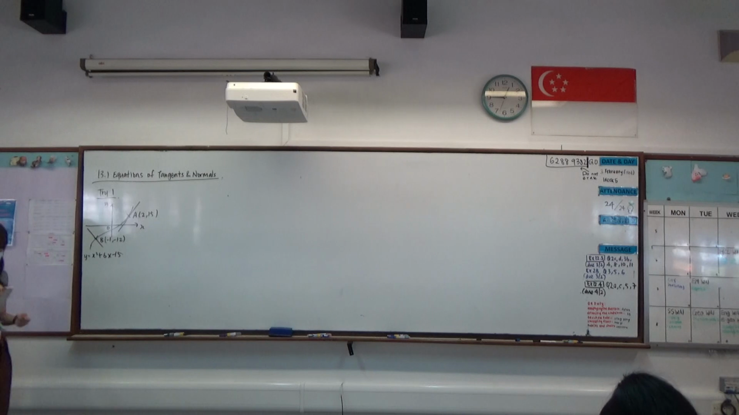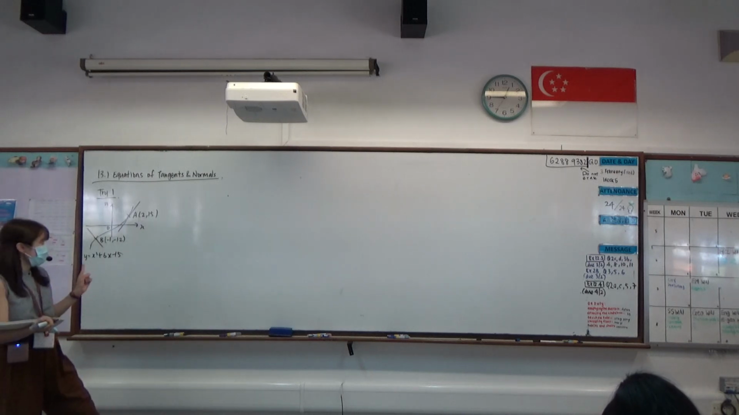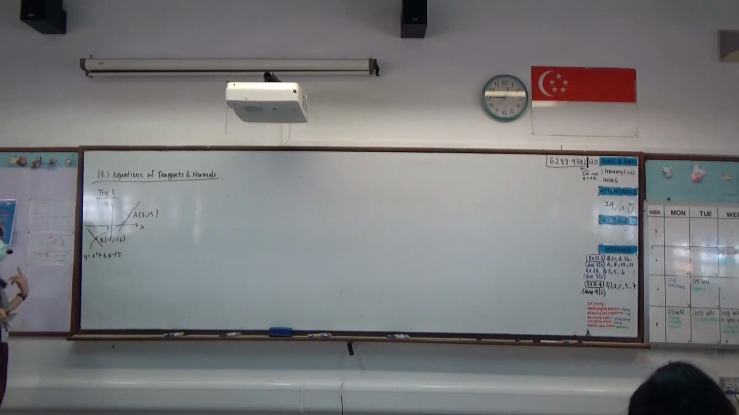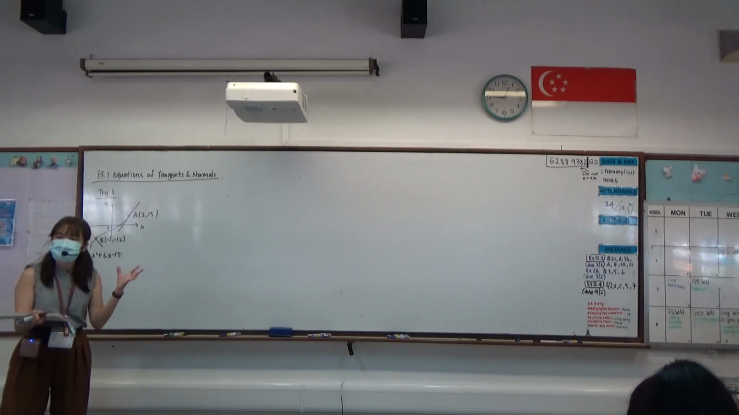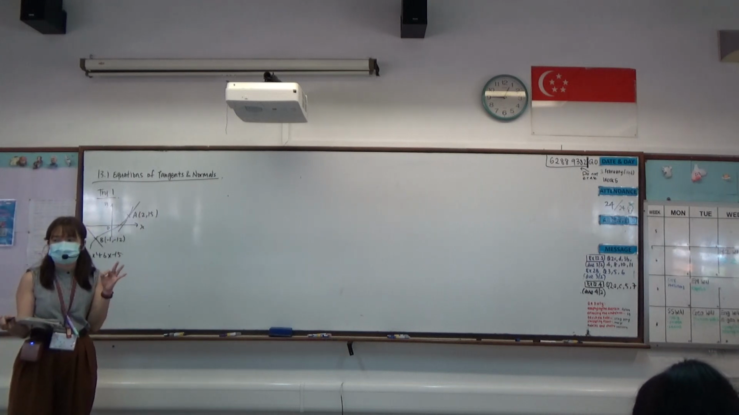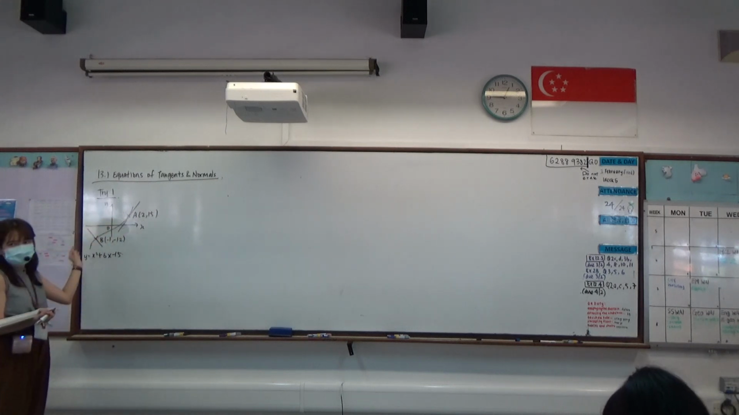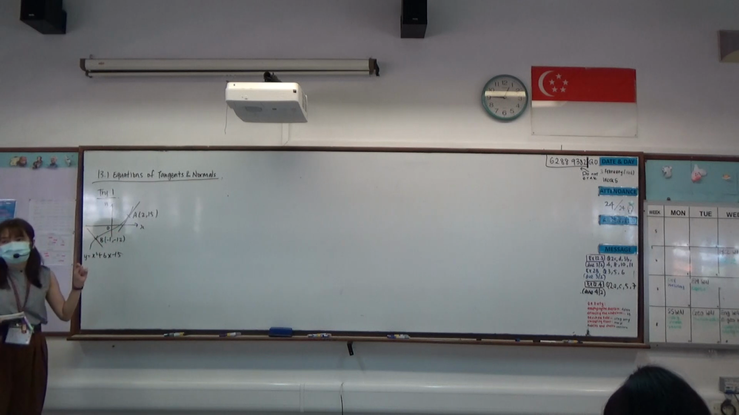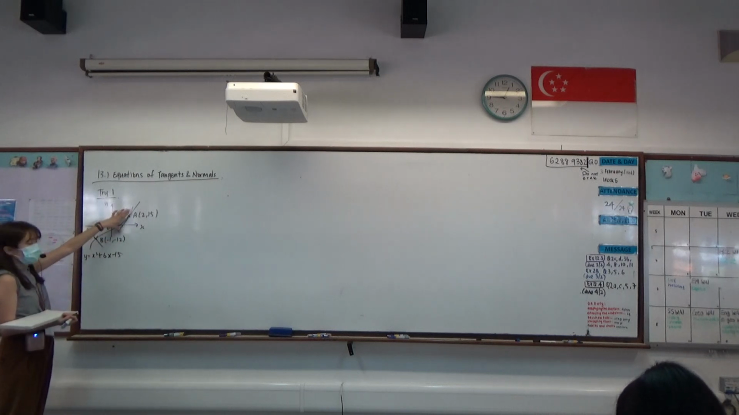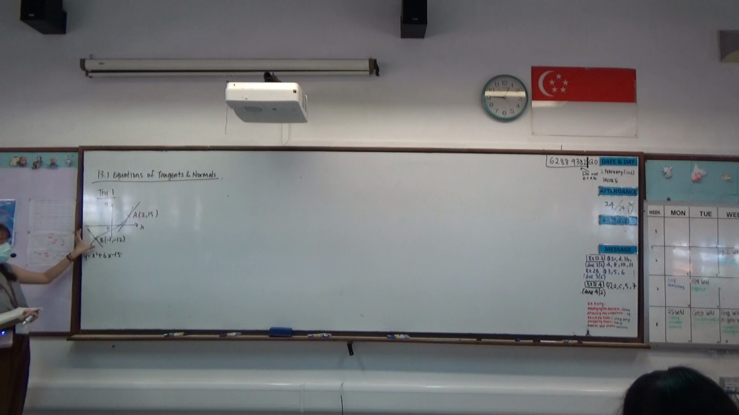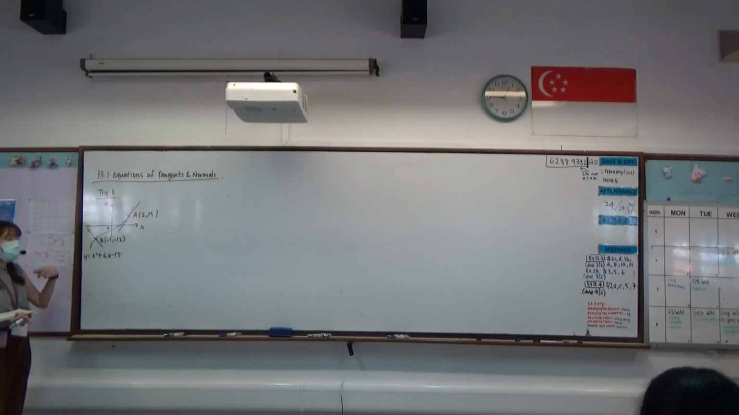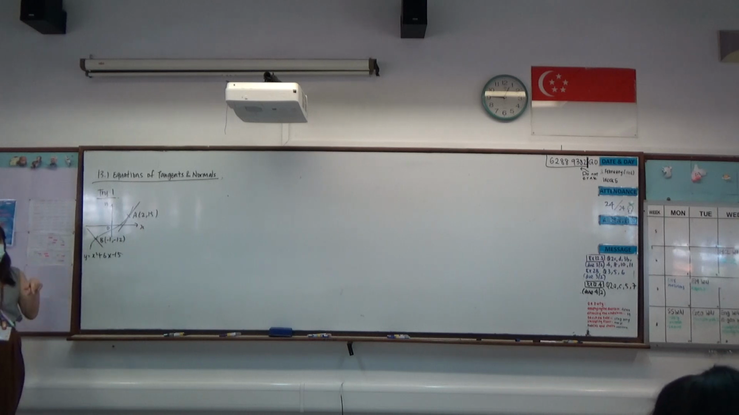Okay, so just a quick recap. In the last lesson, we recalled what a tangent is and what a normal is. Tangents and normals are perpendicular to one another. So we can find out the gradient of the curve itself. Then with the point, we can find the gradient of the tangent at this point.